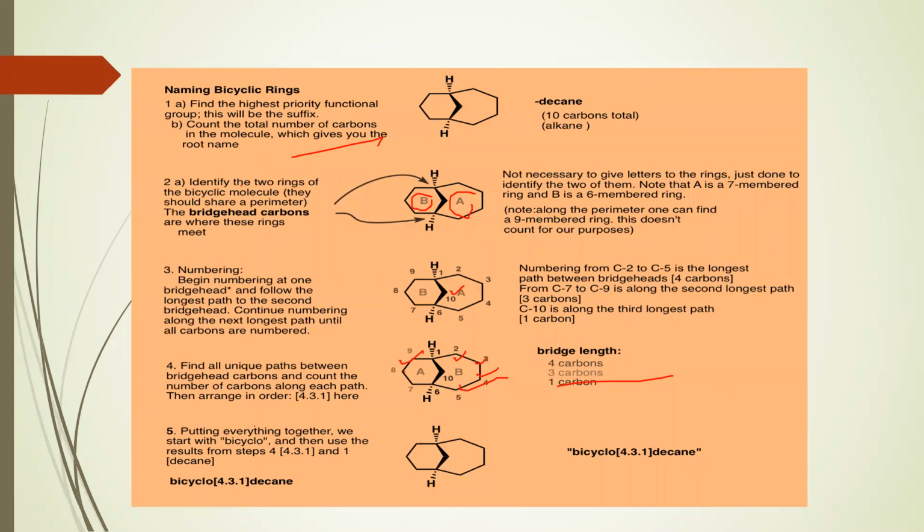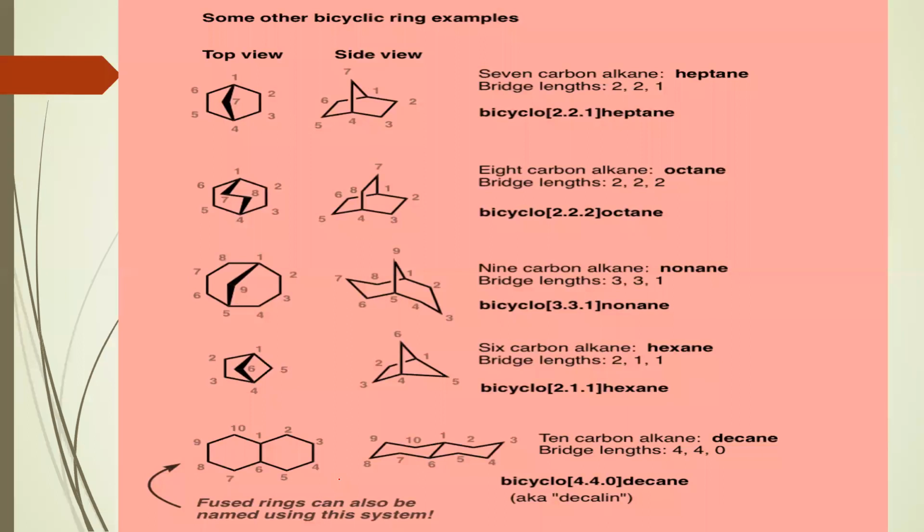In the arrangement, the order is from the highest to the lowest in brackets. Therefore, this is 4, 3, and 1. In the suffix, all the atoms present in the bicyclic system are counted. Therefore, 10 atoms are present in the bicyclic system, so it is a decane. The bridge lengths 4, 3, 1 are represented in brackets, and the total number of carbon atoms gives the parent name.